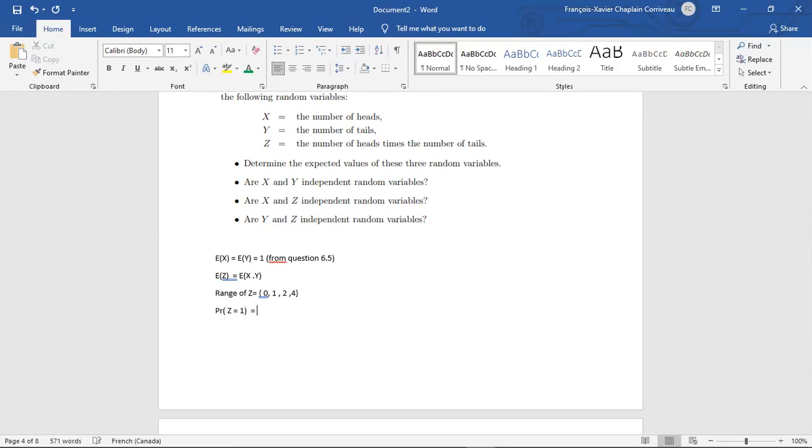What is that probability? So if Z is equal to 1, what do I know? Yeah, I understood what you meant. I think we all did. Yeah, it means that X is equal to 1 and Y is equal to 1.